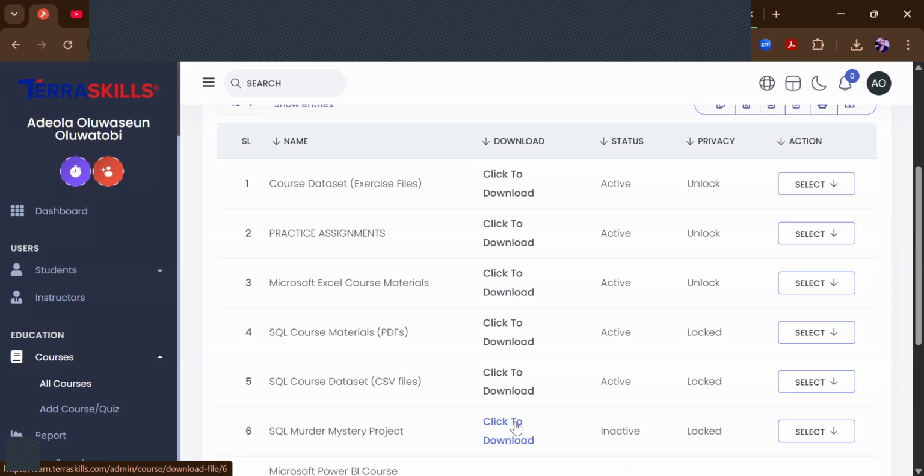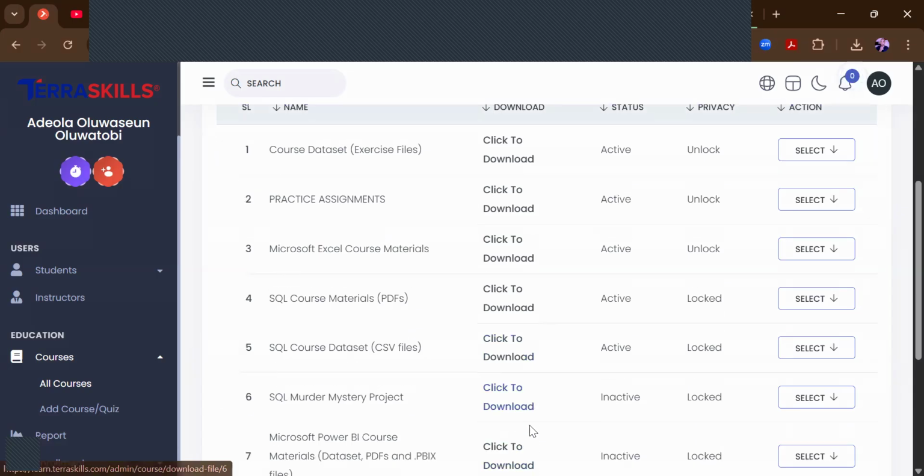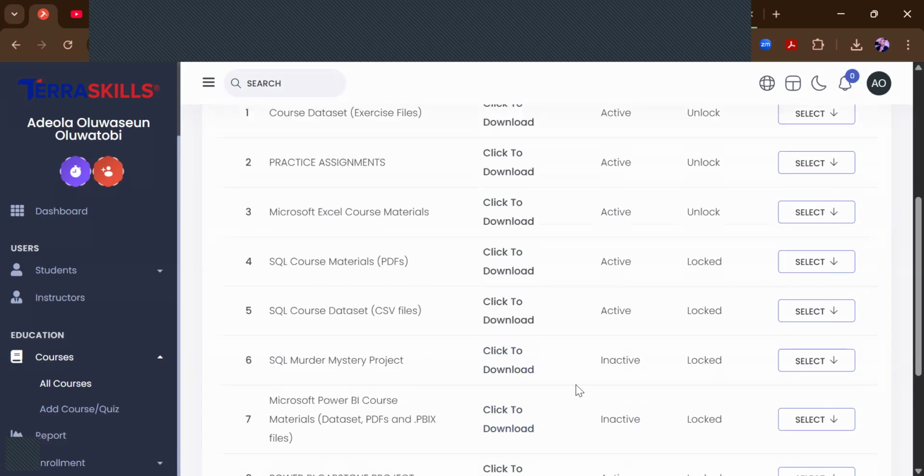So what you are going to be doing with this SQL project is this: I have dropped the data set in this zip file. Just download it, extract it, import the data to your database, and then follow the questions. We are going to be playing the role of an investigative detective. You are going to be using SQL to find out who killed who.